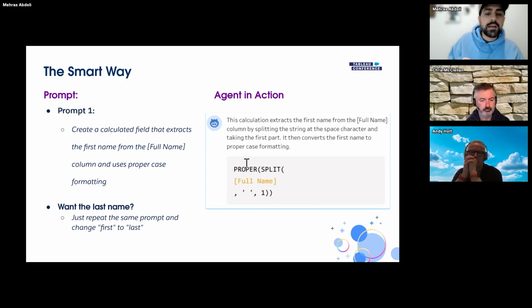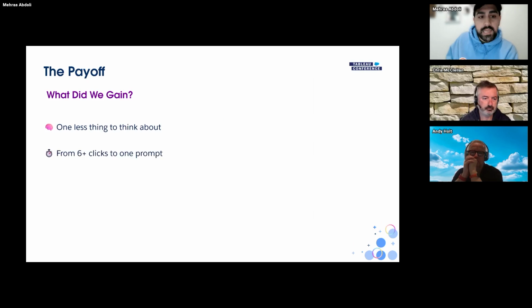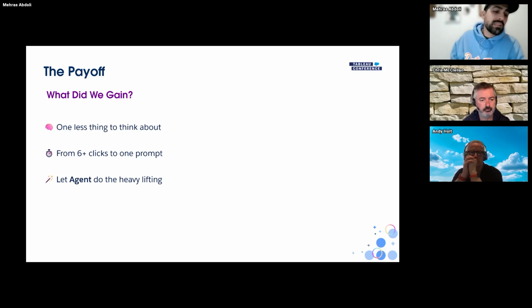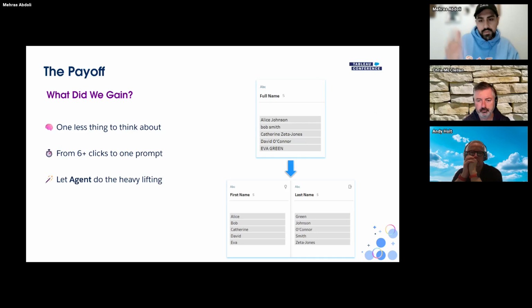And then if I want to do the same thing for last name, I repeat this process, change my field name, and then I'll be done with this. So, gaining about this, again, one less thing to think about. We are not clicking, we are just prompting, and we're letting the agent do the heavy lifting. So I was able to go from that to that with 2 prompts.